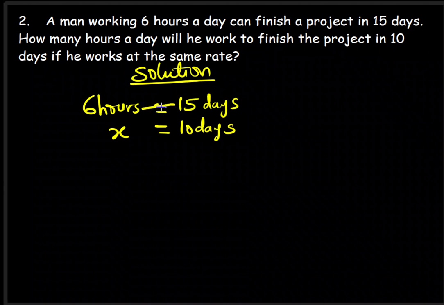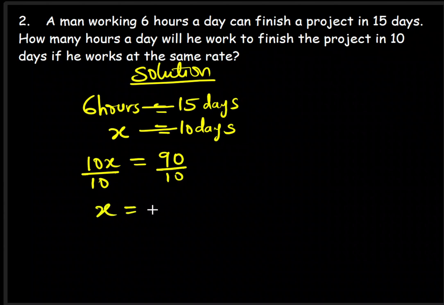So we don't cross multiply, we do side multiplication. That will give us 10 times x, which is 10x, equal to 6 times 15, which gives us 90. So we divide by 10 on both sides, and then our x will be equal to 9. So that means to finish the work in 10 days, the person is working at 9 hours per day.